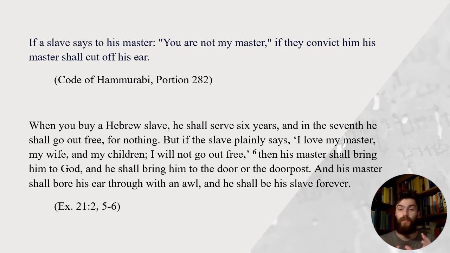So the ear is still the recipient of the act, but instead of it being an actual punishment of cutting the ear off, it's a symbolic punishment of boring the ear through or piercing the ear. And that's meant to show, I suppose, the community that the slave is meant to go free, and in accordance with the law he should be free, but as a symbolic punishment, because he chose not to go free, he will now be given this earring to symbolize that. So completely different from the Code of Hammurabi there.